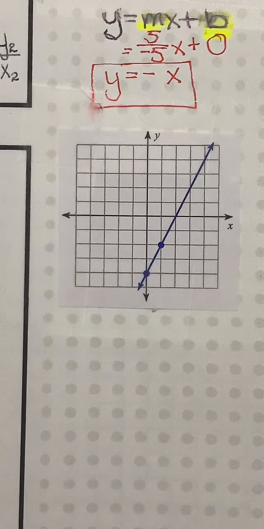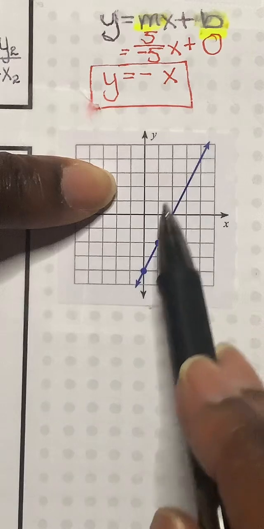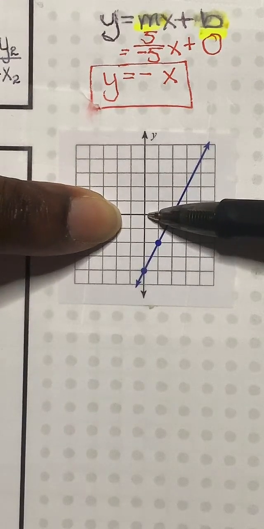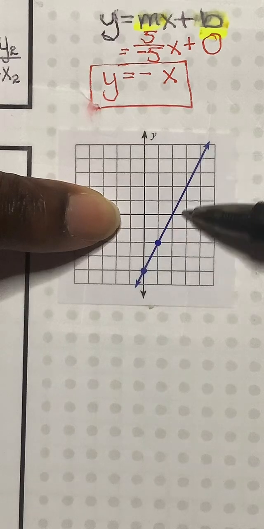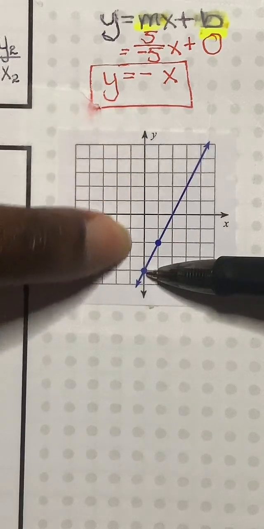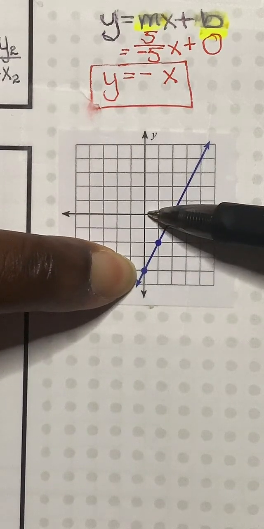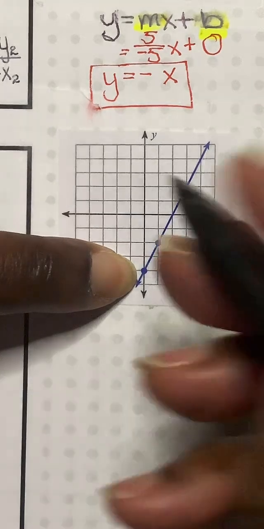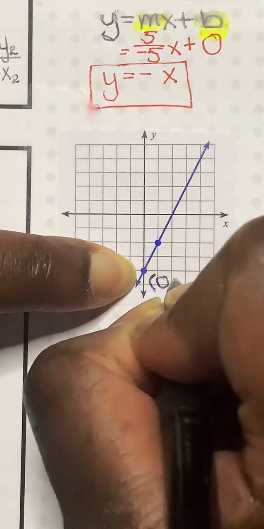Okay, so first things first. All right, so first I need my starting point, my y-intercept. So where is this line crossing the y-axis? It's crossing right here. So if this is the origin, that's -1, -2, -3, -4. So this point is 0, -4.